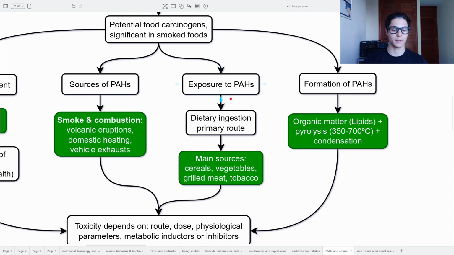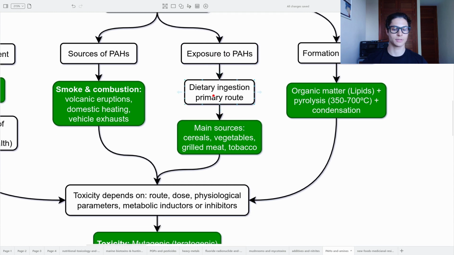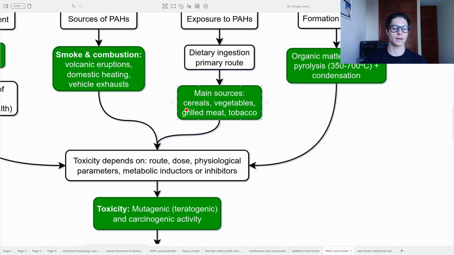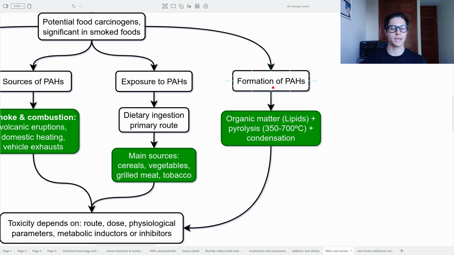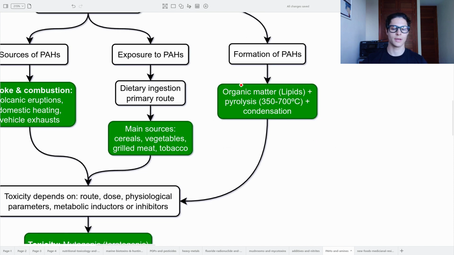Exposure to these compounds is mainly through dietary ingestion, and the main sources are cereals, grains, vegetables, grilled meat especially, and even tobacco. And the formation of these compounds is mainly due to organic matter, lipids, especially cholesterol, together with a pyrolysis between 350 and 700 degrees Celsius and a condensation of them. So these three things have to happen for the creation of the polycyclic aromatic hydrocarbons.